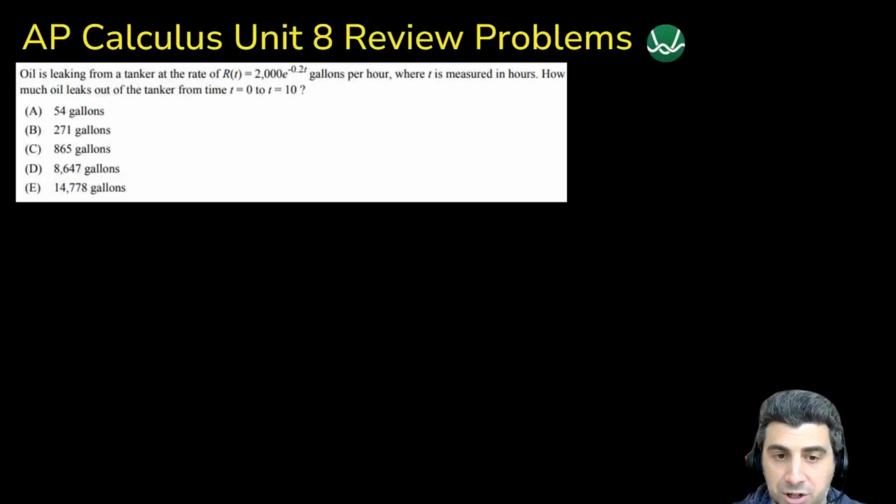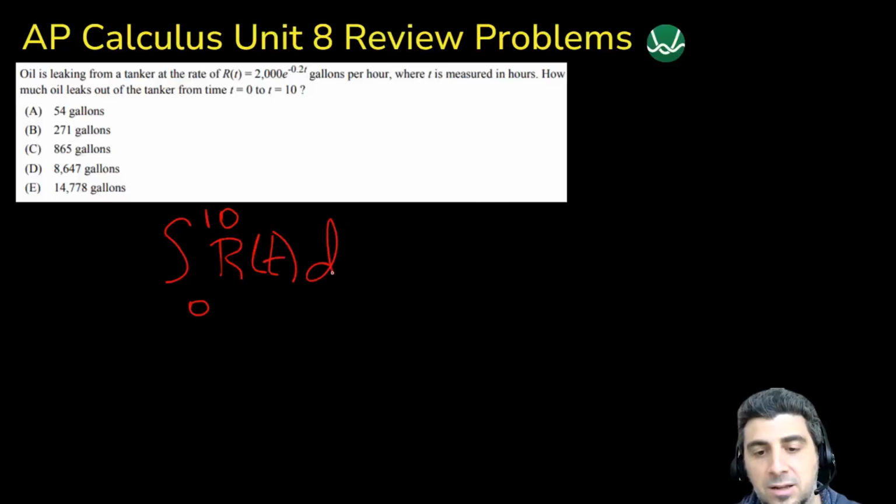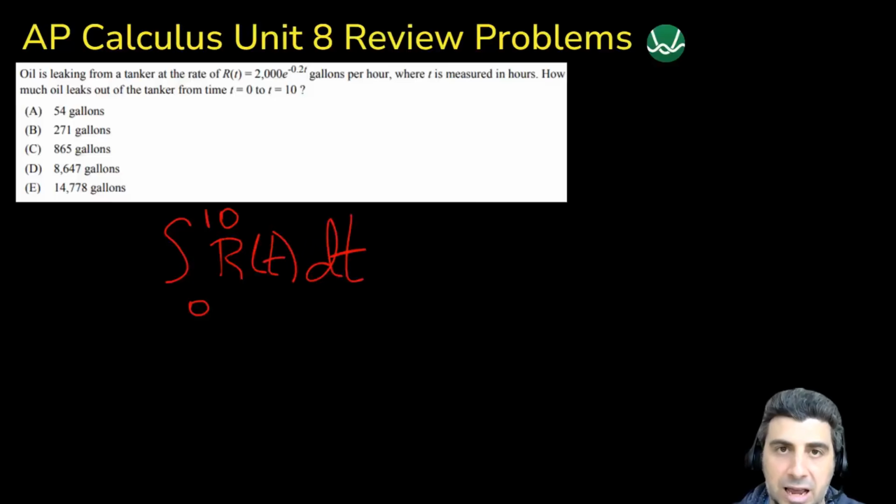Another Desmos permitted question here. Oil is leaking from a tanker at the rate of capital R gallons per hour, where t is measured in hours. How much oil leaks out of the tanker from 0 to 10? Well, we know the rate. We want to get the total change. You integrate the rate over that interval. So this is just going to be set up as the integral from 0 to 10 of capital R of t dt. And all the units are gallons, so that doesn't help us eliminate any choices, and none of them are negative, so that doesn't help us at all either.